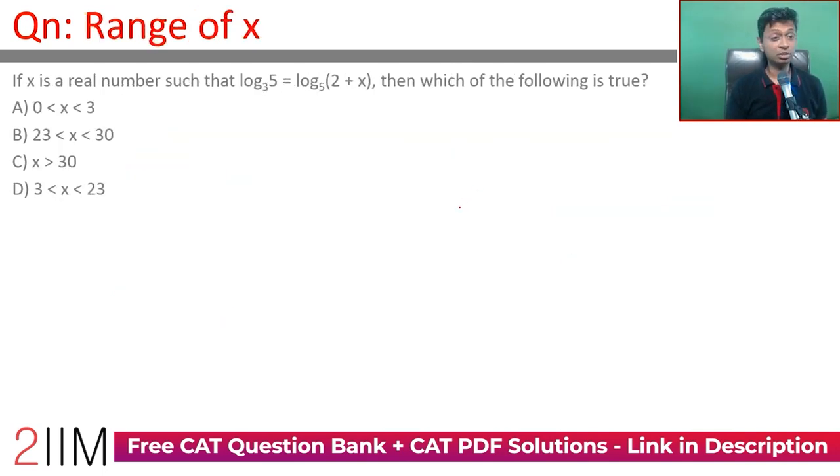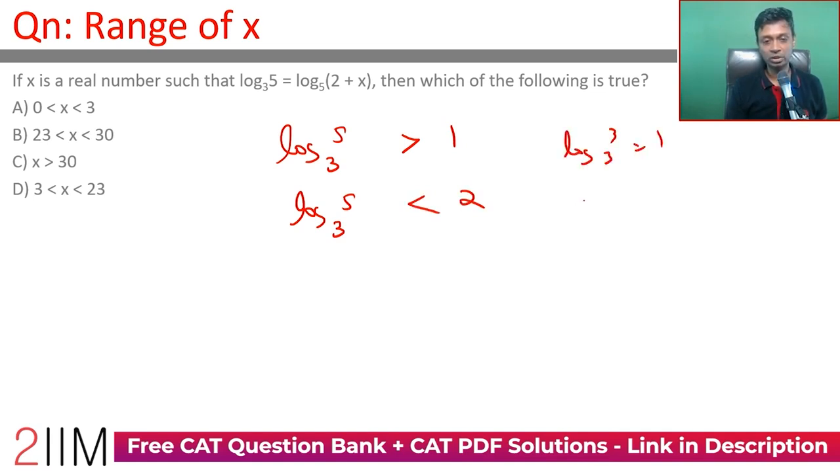If x is a real number such that log 5 to the base 3 is log 2 plus x to the base 5, which of the following is true? Log 5 to the base 3 is greater than 1. Log 3 to the base 3 is 1, and 3 power a number more than 1 is this. Log 5 to the base 3 is less than 2. Log 3 to the base 3 is 1. Log 9 to the base 3 is 2.